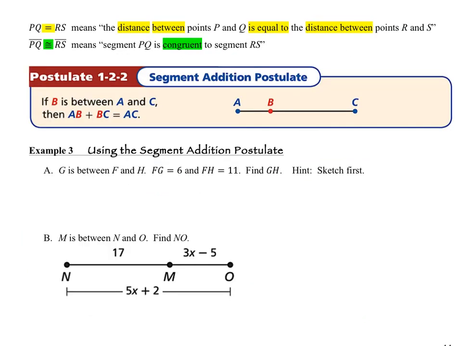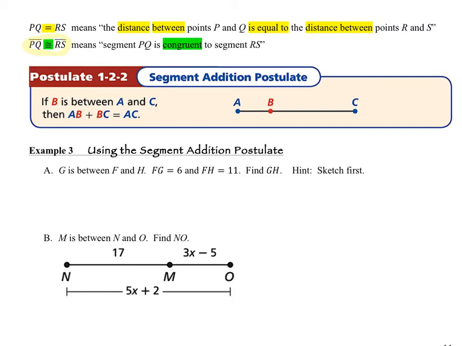So we just learned that the word congruent means the 2 things that are the same size. And we use a special symbol for congruence, which looks like an equal sign with a little tilde over the top of it. And you can see in the green, segment PQ is congruent to segment RS. That's how we would read that statement.